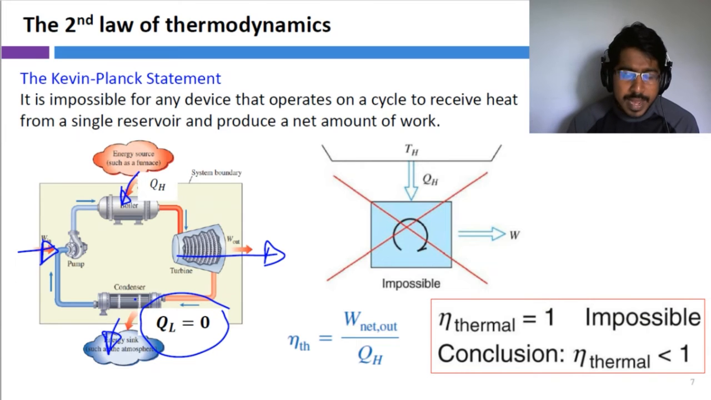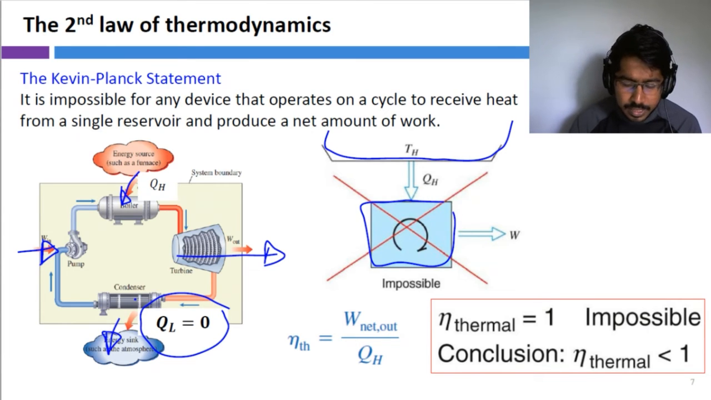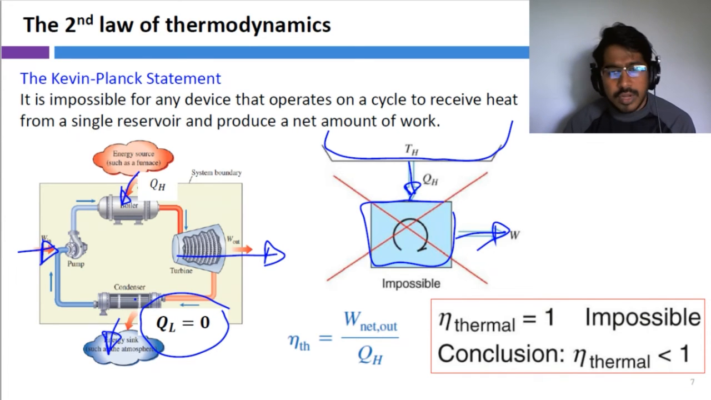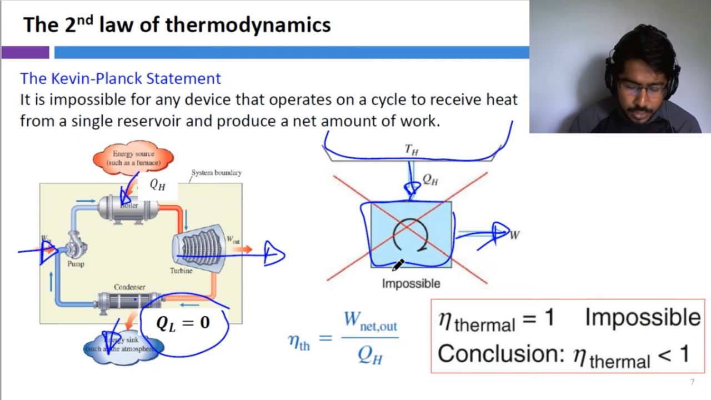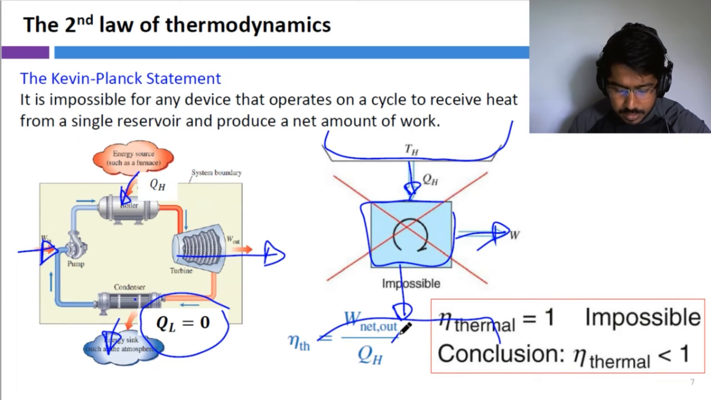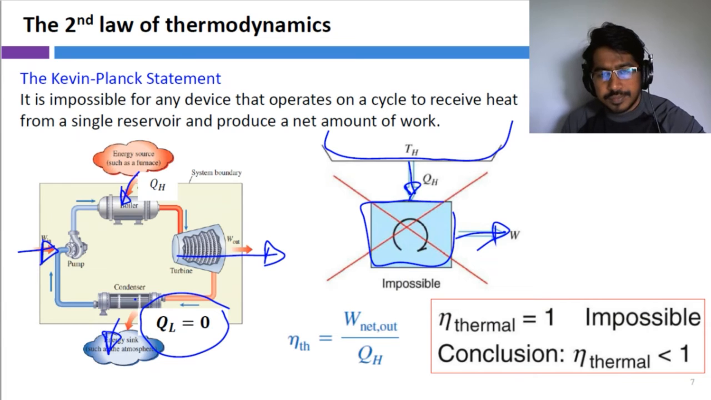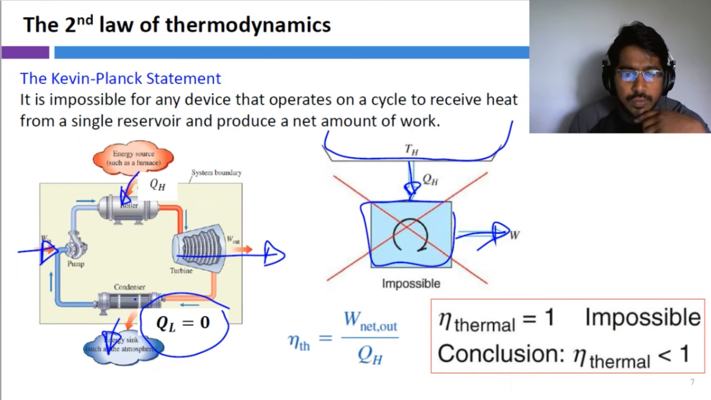So if that is the reality, then we can draw a schematic indicating that this is high temperature reservoir and this is our heat engine, the cyclic device, and then here's our heat input, and there's only work output. If we had QL, then it would have looked like this, right? This is TL and QL, but in this case we don't have a QL, so it looks like this.